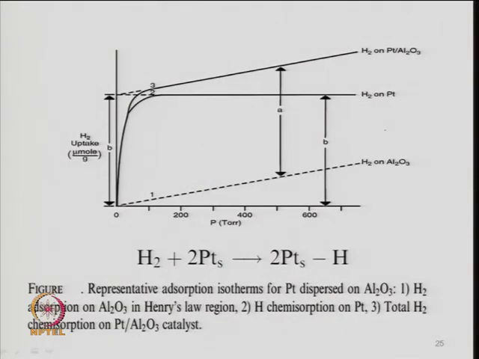How to find out, because sometimes the question may come that your support may also adsorb some of the gas, the chemisorption, suppose alumina. So, platinum on alumina, there may be a chemisorption. So, the calculation we will discuss next time.